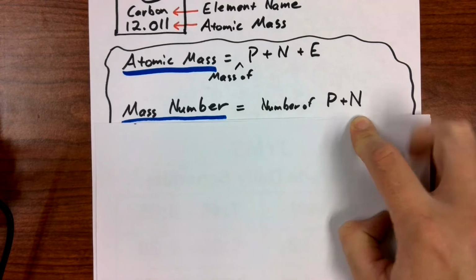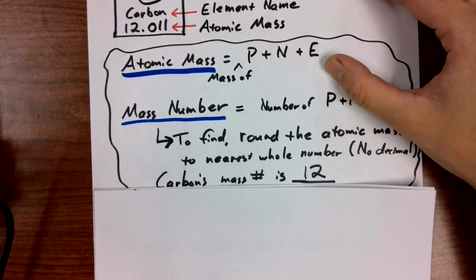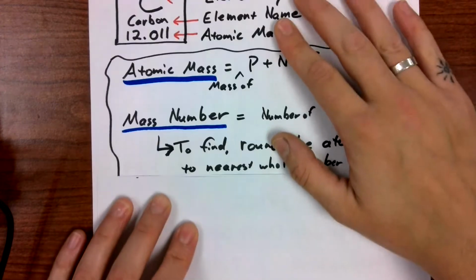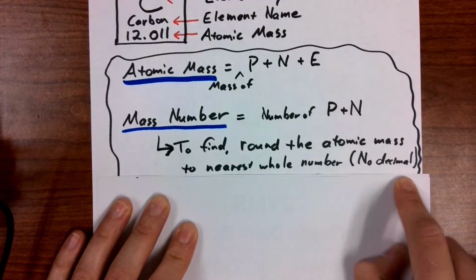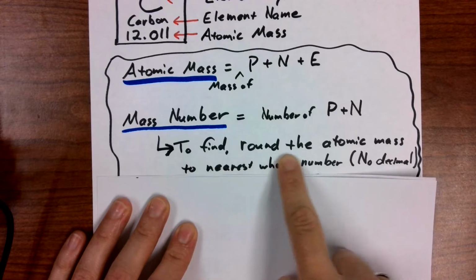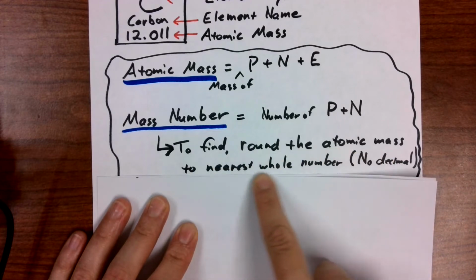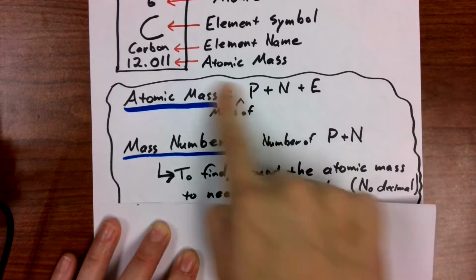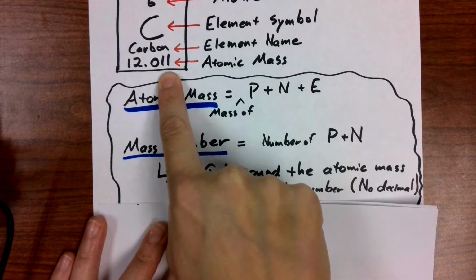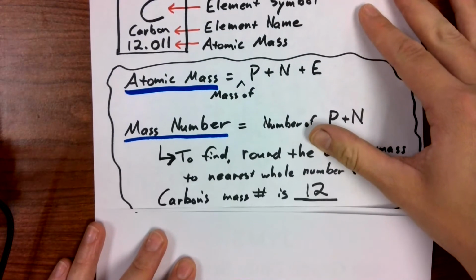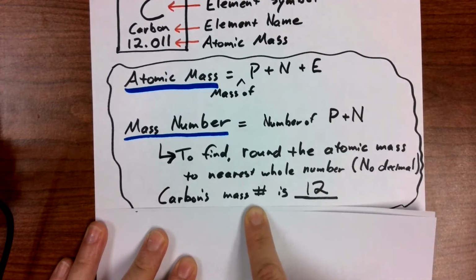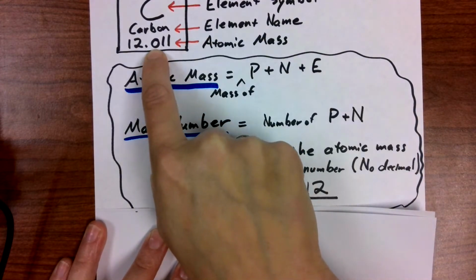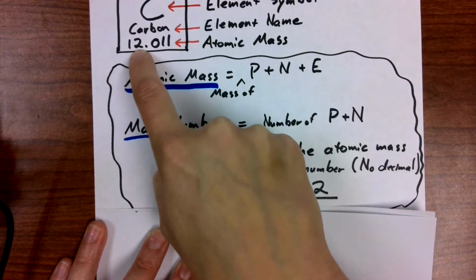Okay. Now the way we find the mass number is by rounding the atomic mass to the nearest whole number. No decimal. My handwriting I know is bad. To find it, round the atomic mass to the nearest whole number, and then in parentheses, no decimal. So the atomic mass here is 12.011, which means that the mass number for carbon is 12, because 12.00 rounds down, so we keep that number the same.